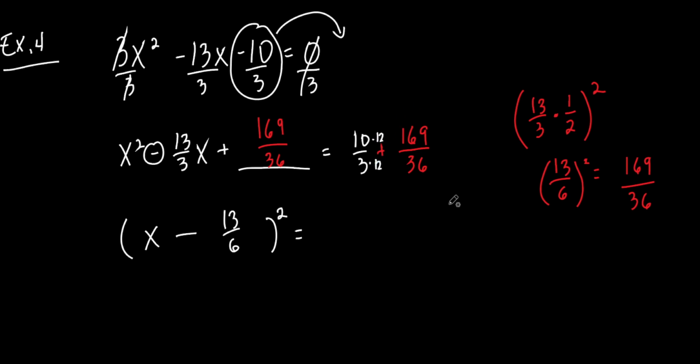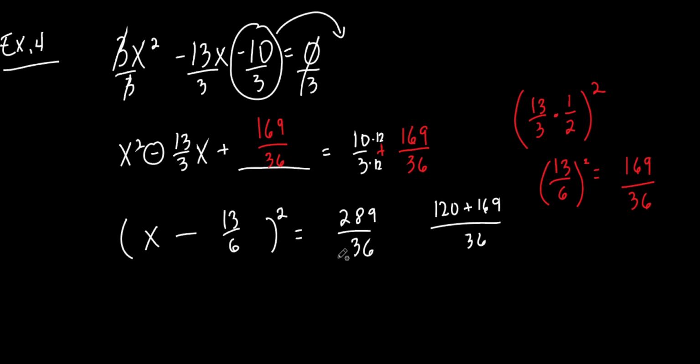And so let's just keep doing it off to the side here. So what do we got? 120 plus 169 over 36. What's that? 289? Yep, 289 over 36. We good? All right. So now we're at where we were on example 1, right?